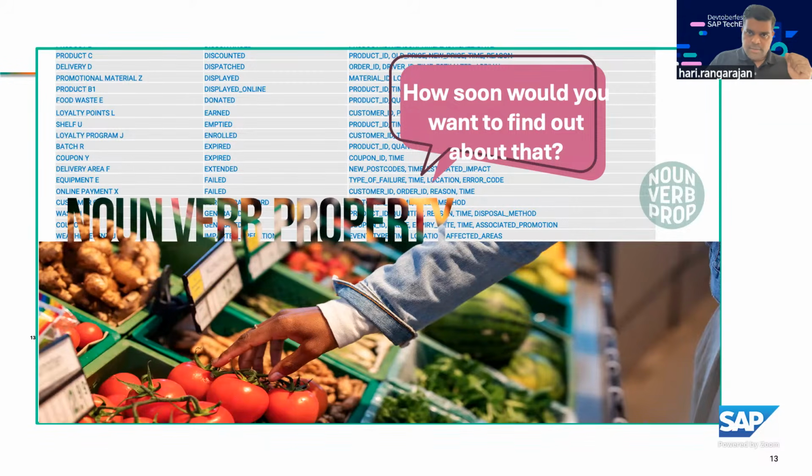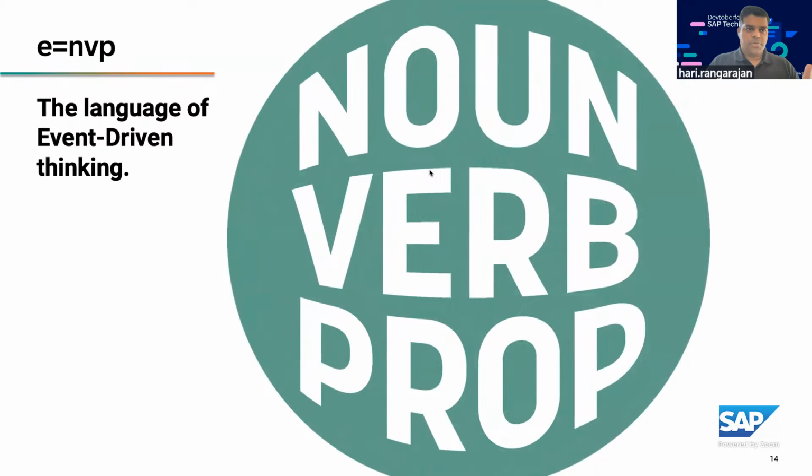So visualize your business processes as events, and events are the language of event-driven thinking, or EDA, and you express them as nouns, verbs, and properties, right? Noun is the object that has been changed. Verb is the actual change that occurred, whether it's created, deleted, updated, shipped, whatever. And the properties define the change that has occurred on that object, right? I hope everybody is clear with me at this point. Let's move on to the next part.